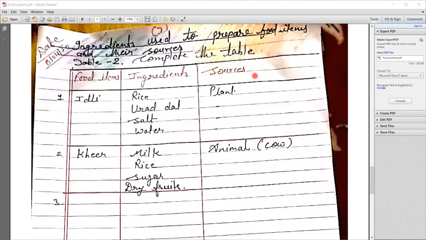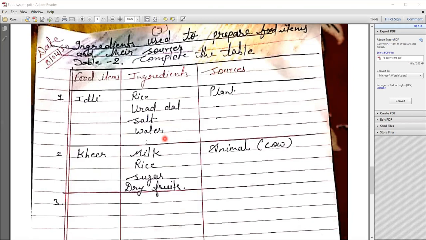So the first food item I have written is idli. Children, you can see, to cook idli, we need rice, urad dal, salt, and water. Rice is obtained from plants. Urad dal is also obtained from plants, and salt is obtained from seawater, and water is one of the natural resources. So these are the natural resources.